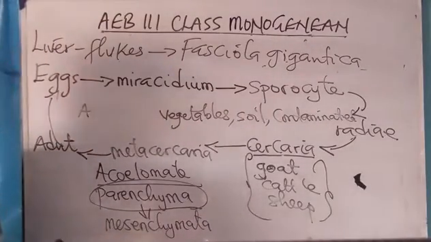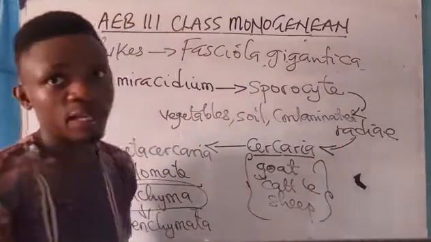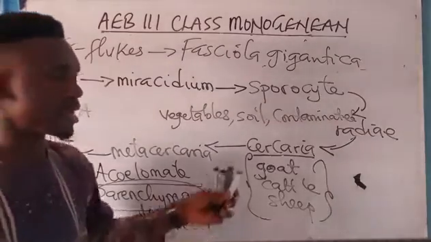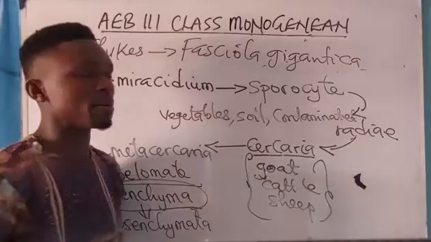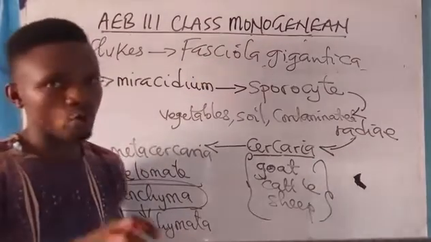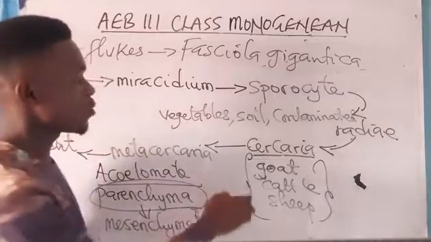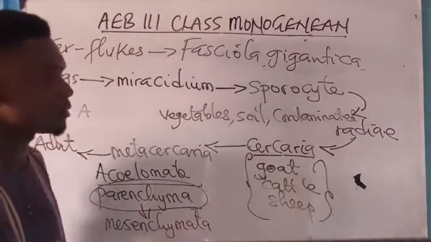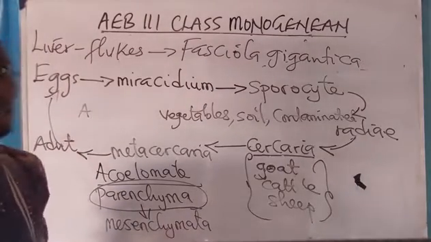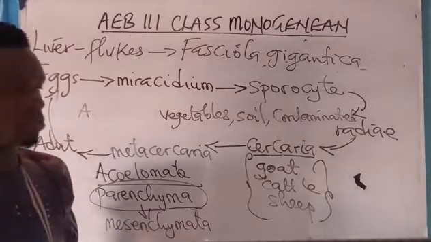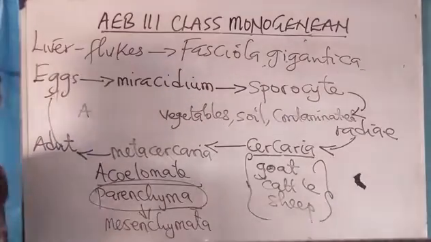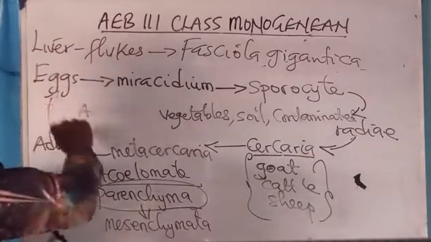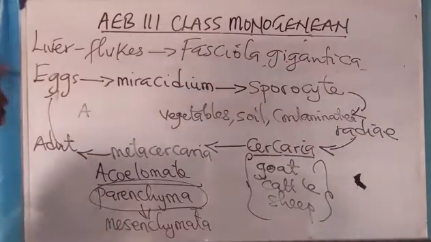Sporocyst has germ cells which develop into what? Rediae. Mother rediae and what? Daughter rediae. The daughter rediae develop into what? Cercaria. This Cercaria insists on vegetable, soil and what? Contaminated water. Now, once these grazers feed on these vegetables, the Cercaria enters into their bile duct or what? Urinary bladder, pierces their intestinal tract, and you now have what? The Metacercaria, which after that develops into the adult stage. So the cycle continues again.